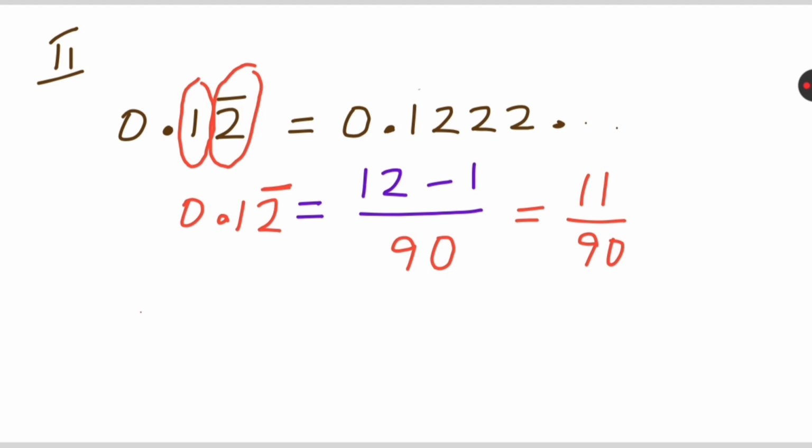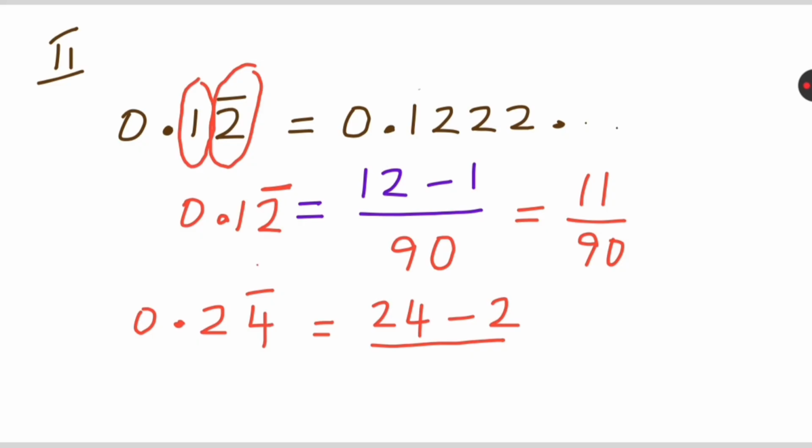Suppose we have 0.24 bar. What do you have to do? First take the whole number, 24, and subtract the number which does not have a bar. The number 2 does not have a bar, so you subtract that number. Divide by: how many digits have a bar? We have only 1 digit with a bar, so write only 9. Then how many digits do not have a bar? Only 1 digit, so you write a single 0. 24 minus 2 gives 22/90. So 0.24 bar we can represent as 22/90.